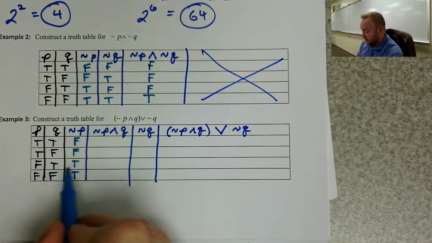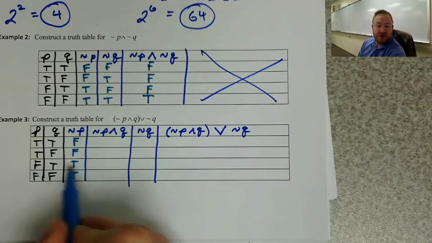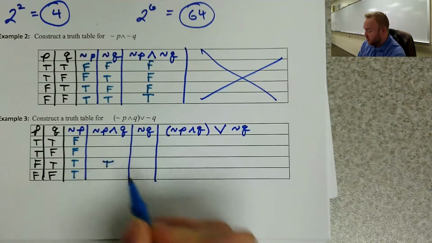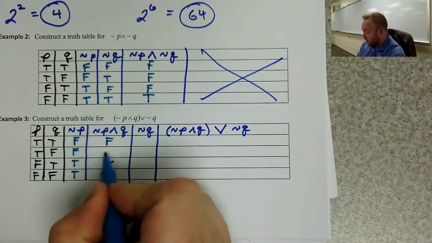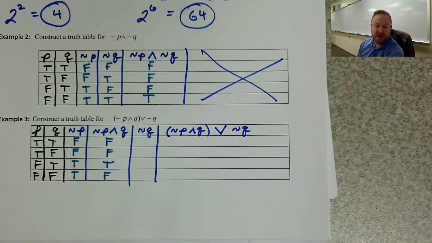And we see that happens right here. We have two trues here, so I can put a true in that column. That's the only time that those two columns are both true though, so everything else has to be false.